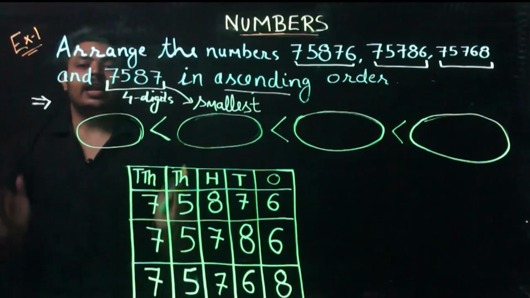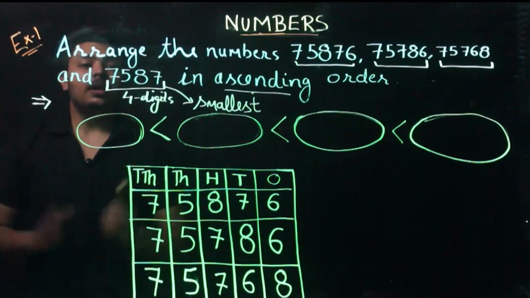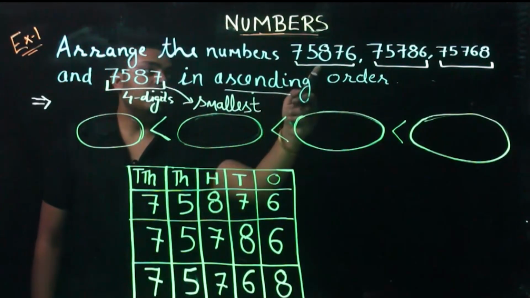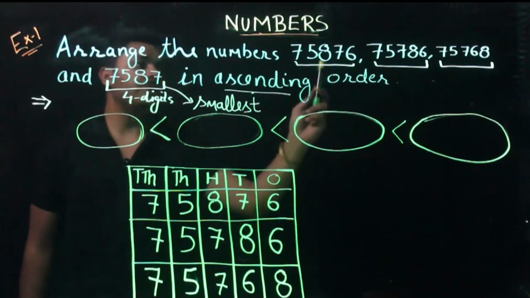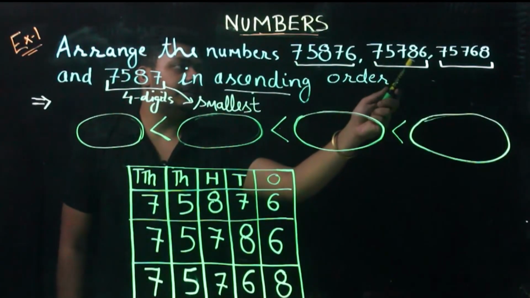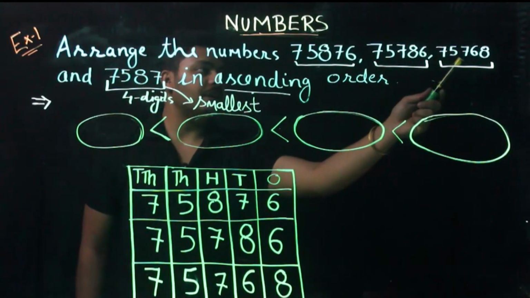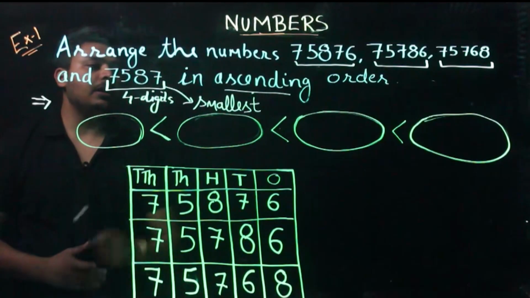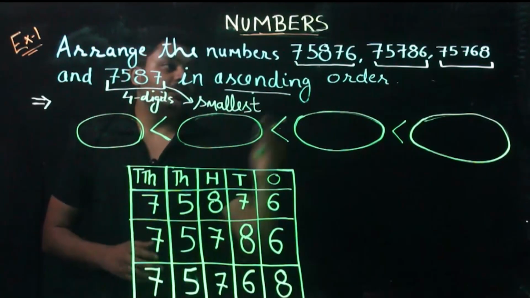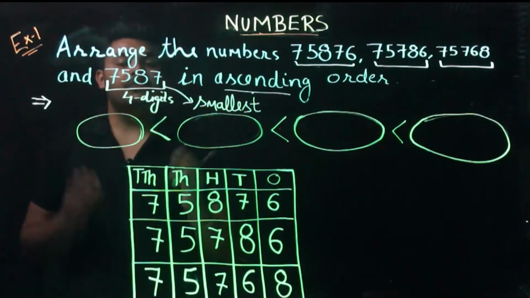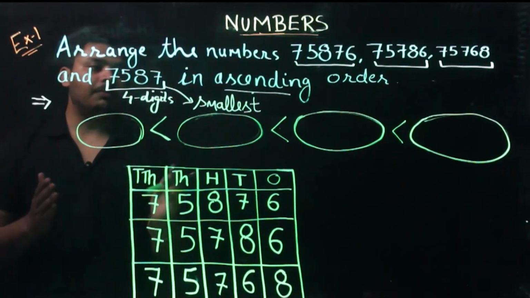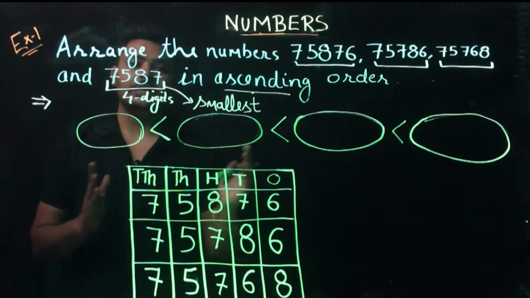So students, let's look at our example number 1. In this example, arrange the numbers 75,876, 75,786, 75,768 and 7,587 in ascending order. So basically we are given 4 numbers and we have to arrange all these numbers in ascending order. Ascending order means arranging the numbers in increasing order.